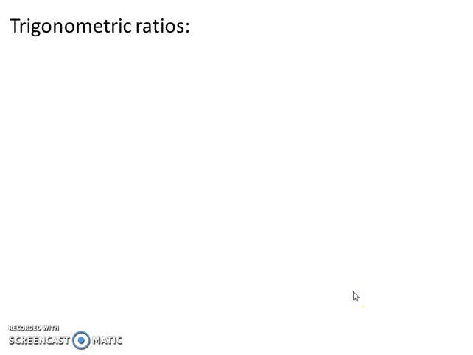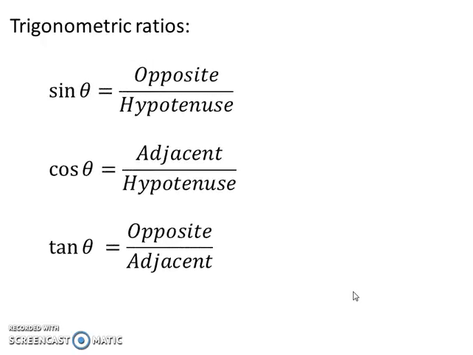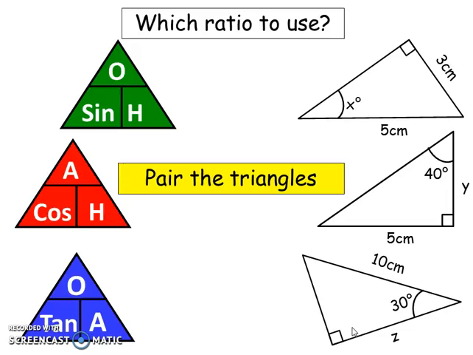Okay, using trigonometric ratios to find angles. So just reminding you what your trig ratios are, your sine, your cos and tan. Using SOHCAHTOA to remember the order: opposite over hypotenuse for sine, adjacent over hypotenuse for cos, and opposite over adjacent for tan. So you should know those off by heart by now.